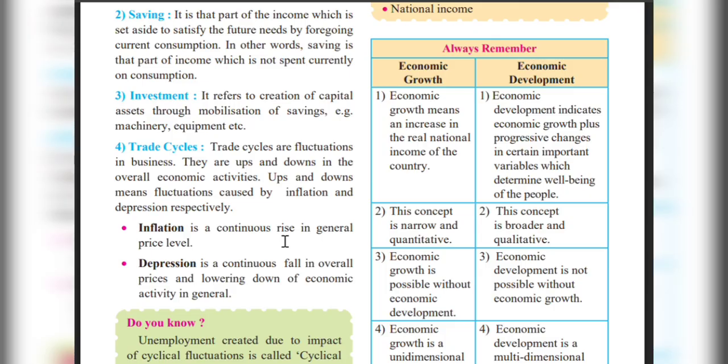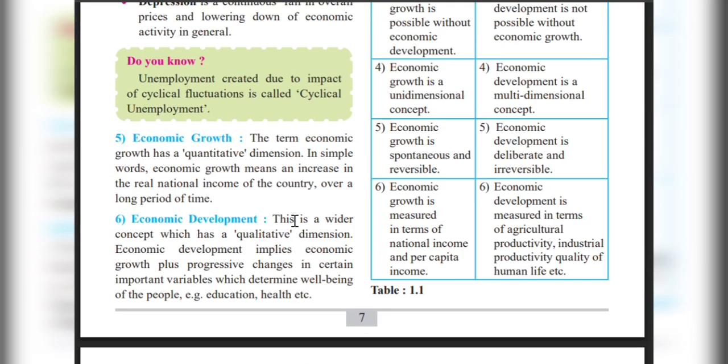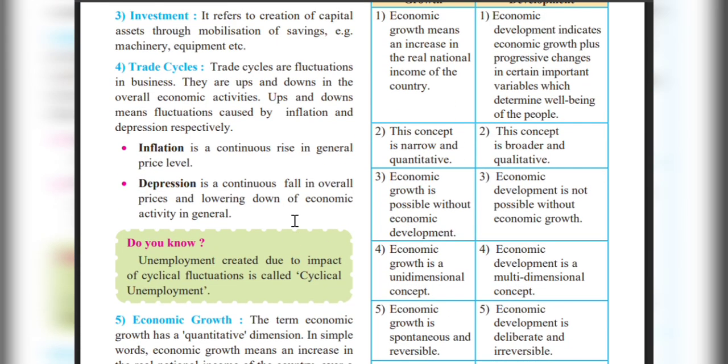Next we have economic growth and development. Now see economic growth. Economic growth means increase in real national income over time, and it's quantitative. Examples include increase in GDP. And economic development is the broader concept. It is qualitative in nature. It includes economic growth, education, healthcare, living standard, employment, human welfare. So development means improvement in quality of life.